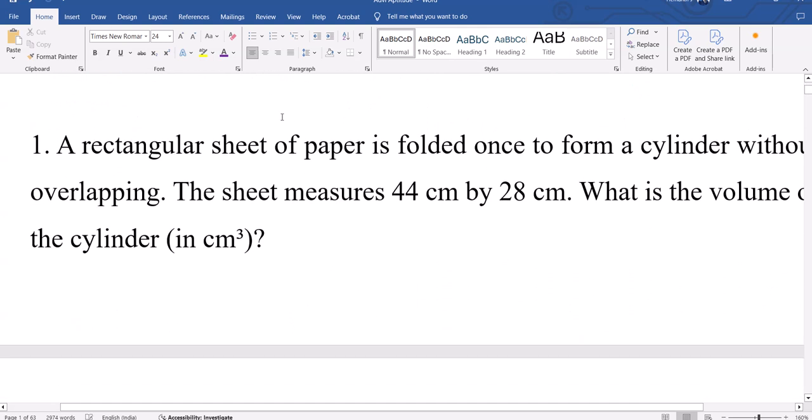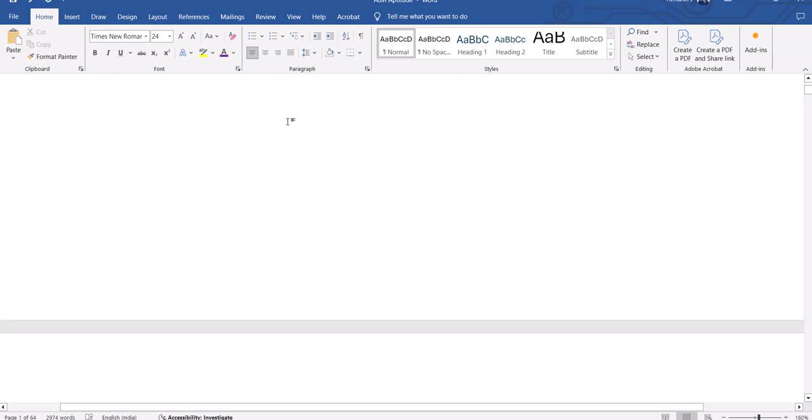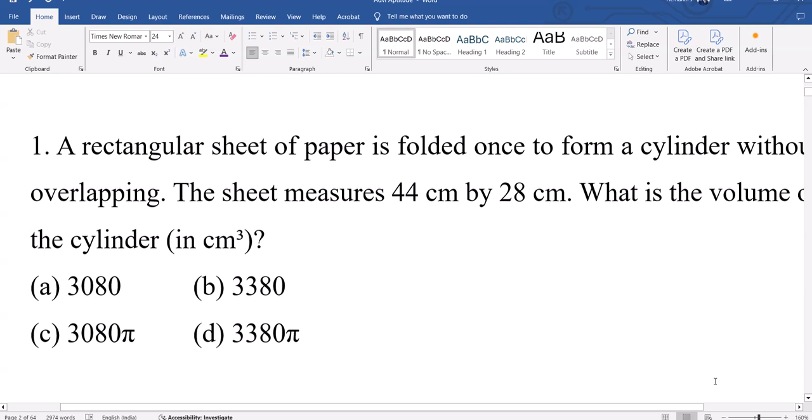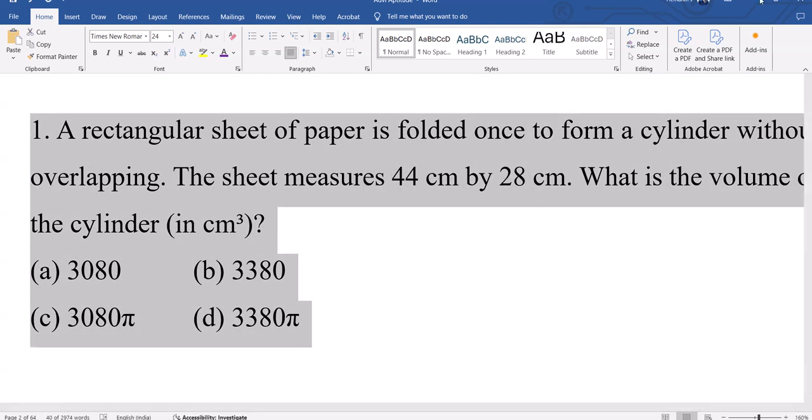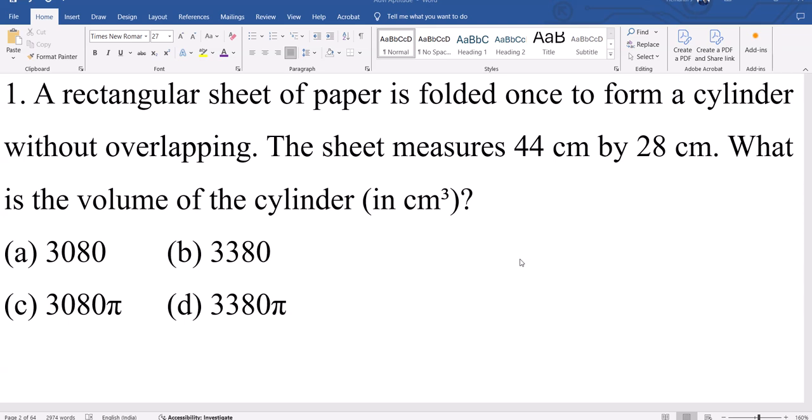Okay, now let's go ahead with the questions. See the first question, it's related to geometry concept, areas and volumes. Here a rectangular sheet of paper is folded once to form a cylinder without overlapping. The sheet measures 44 centimeters by 28. What is the volume of the cylinder?